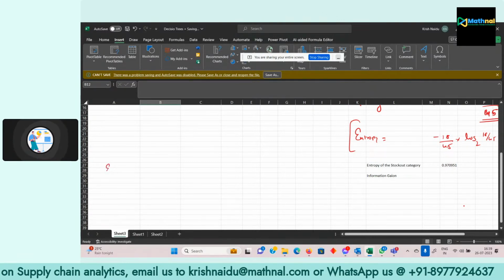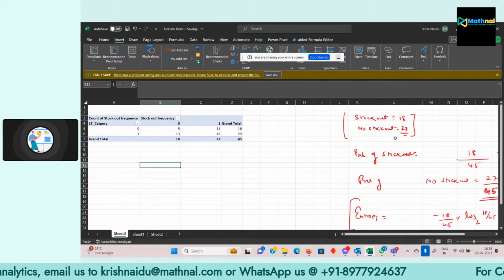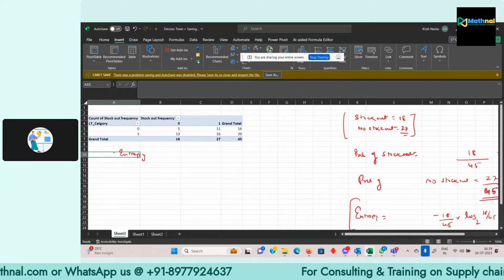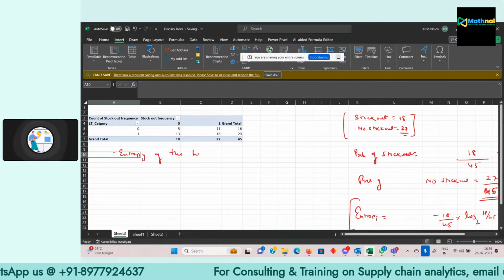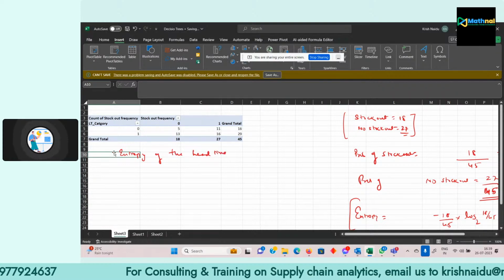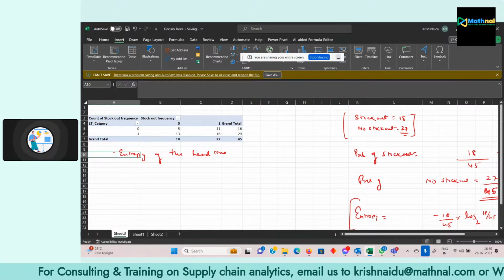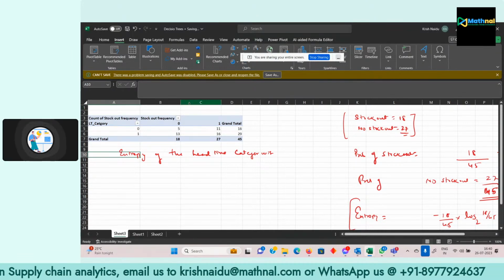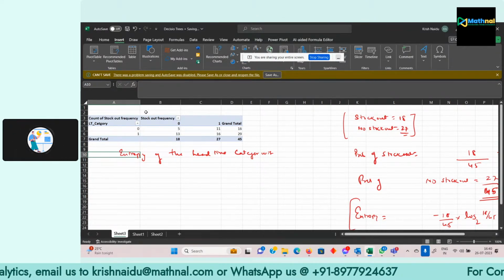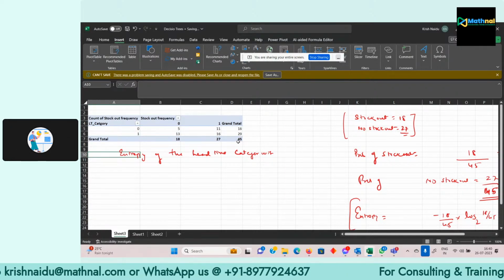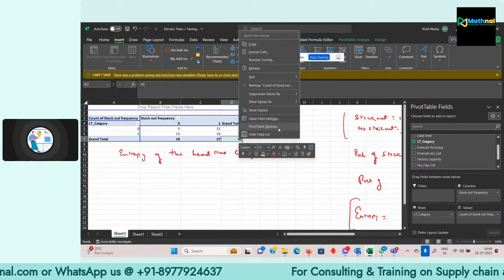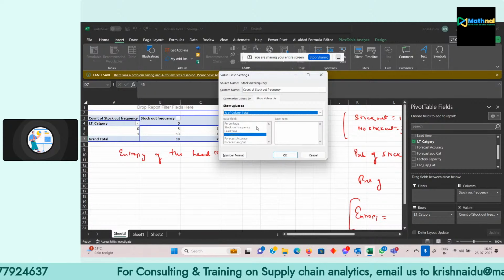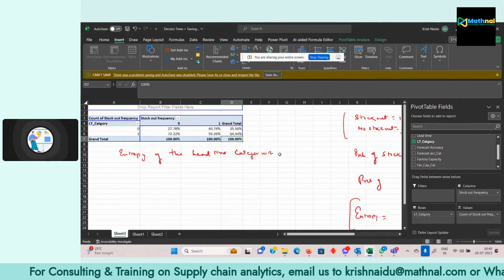Let me put the numbers here itself. Entropy of the lead time. This is a very complicated algorithm which I have already explained in the last session. So entropy of the lead time category wise. I'm going to put the formulas. I go to pivot table value settings, go to show values as, percentage of column total, and put this. So I'm directly getting the values over here.